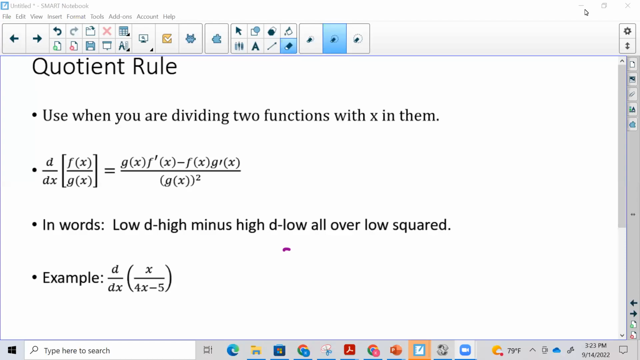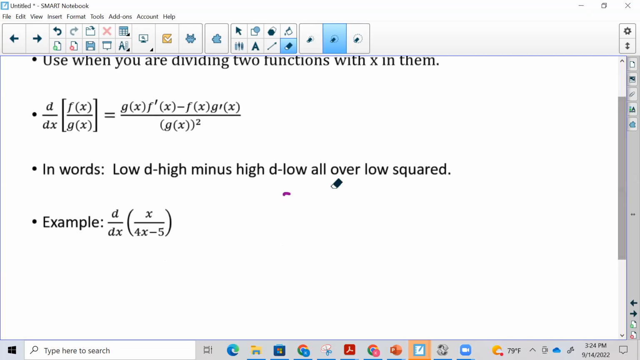So in this video, we're going to look at the quotient rule. We use the quotient rule when we're dividing two functions, especially when we can't simplify them. So for example, like this function, we're dividing x and 4x minus 5. And anytime you have a sum or difference in the denominator, you cannot divide it with the terms in the numerator.